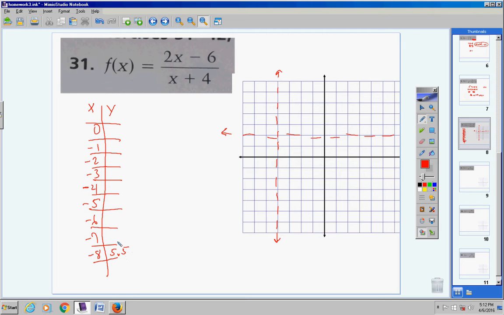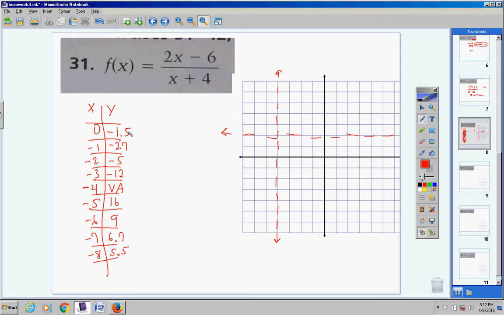Negative 7 is 6.7. Of course, I'm rounding. Negative 6 is 9. Negative 5 is 16. Of course, negative 4 doesn't work. That's your vertical asymptote, so nothing there. Negative 3 is negative 12. Negative 2 is negative 5. Negative 1 is negative 2.7. And 0 is negative 1.5.